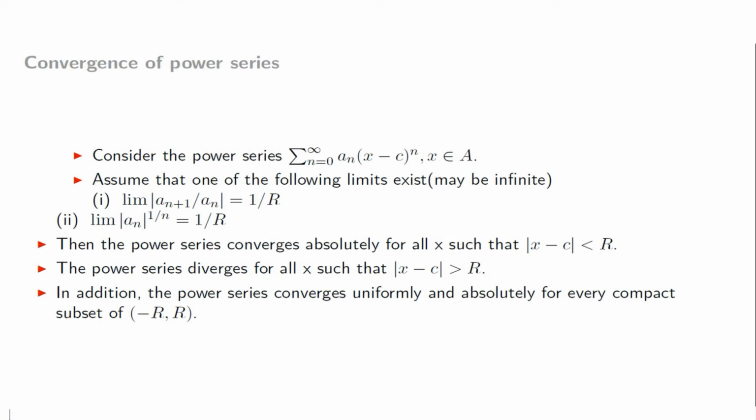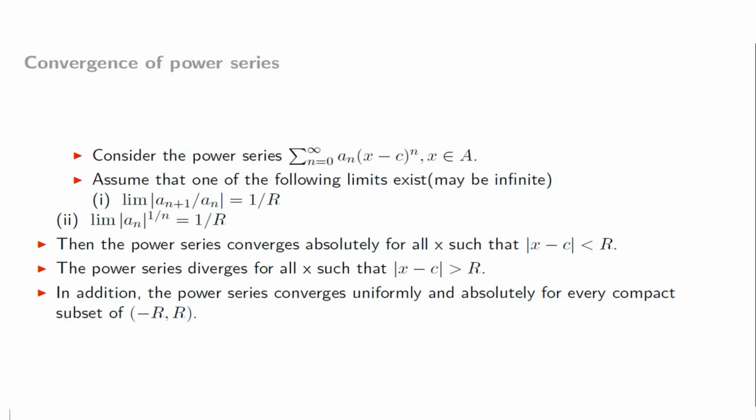So, in general, consider the power series, summation over n from 0 to infinity of a_n times (x minus c) to the power n, for x belonging to some set A. Assume that one of the following limits exist. Note that here the limits may be infinite. Number 1, the limit of the absolute value of a_(n+1) divided by a_n is 1 by r, or the limit of the absolute value of a_n to the power 1 by n is 1 by r.